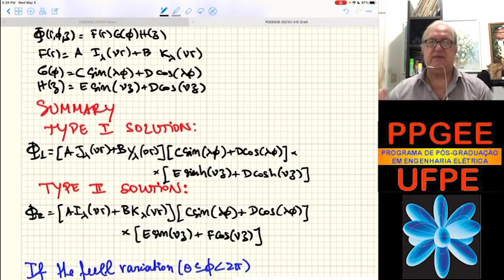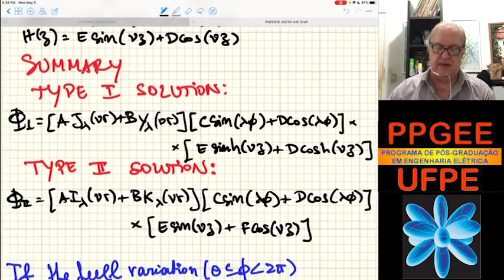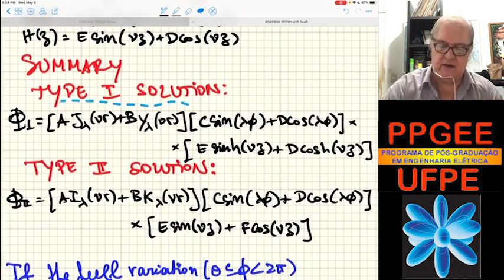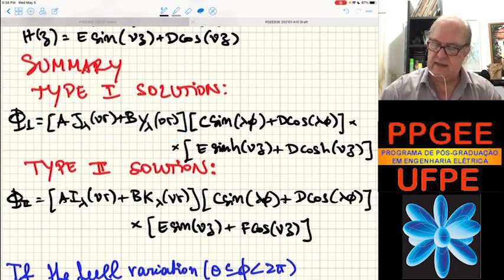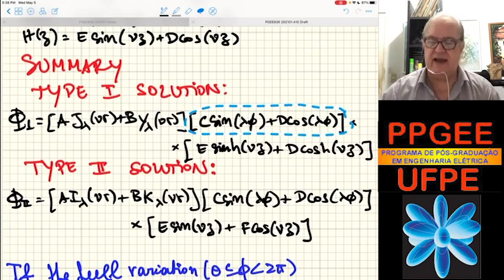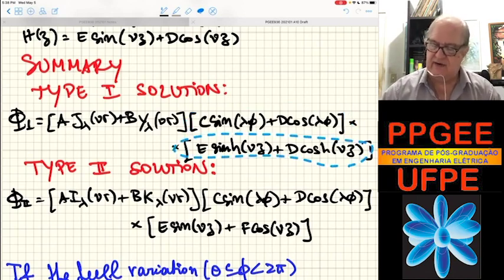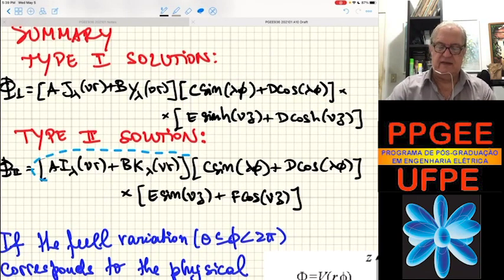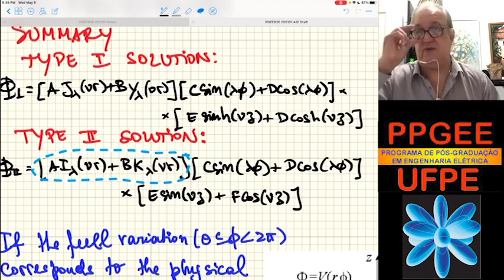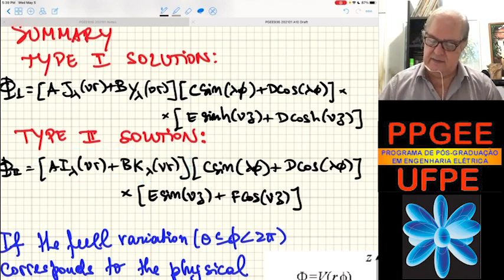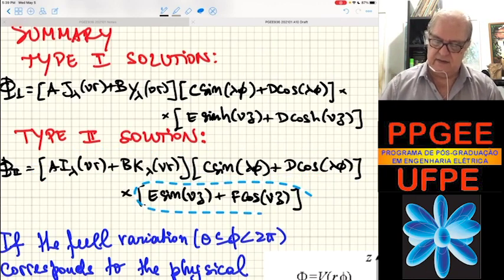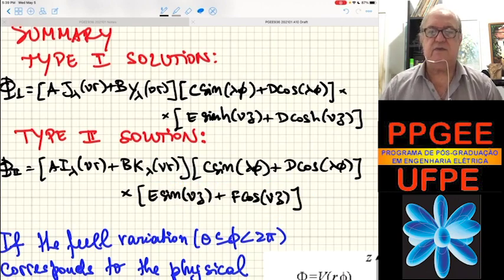So we have two types of solution in summary. Type 1 is the one that gives oscillatory functions in the radial domain, oscillatory solutions in the phi domain, and hyperbolic variation in the z domain. In type 2, we're going to have exponential-like solutions in the radial domain, and periodic in the phi and the z domain. Okay? So we have to be able to decide which functions to use.